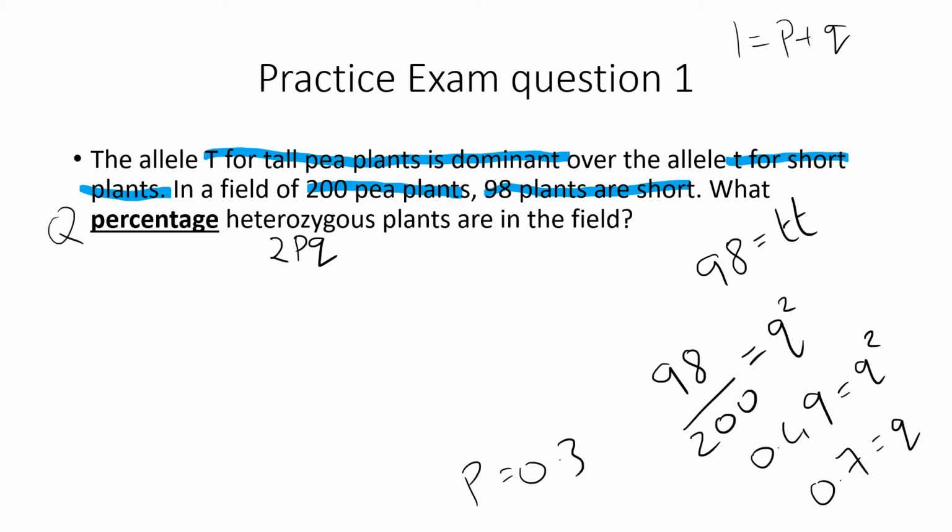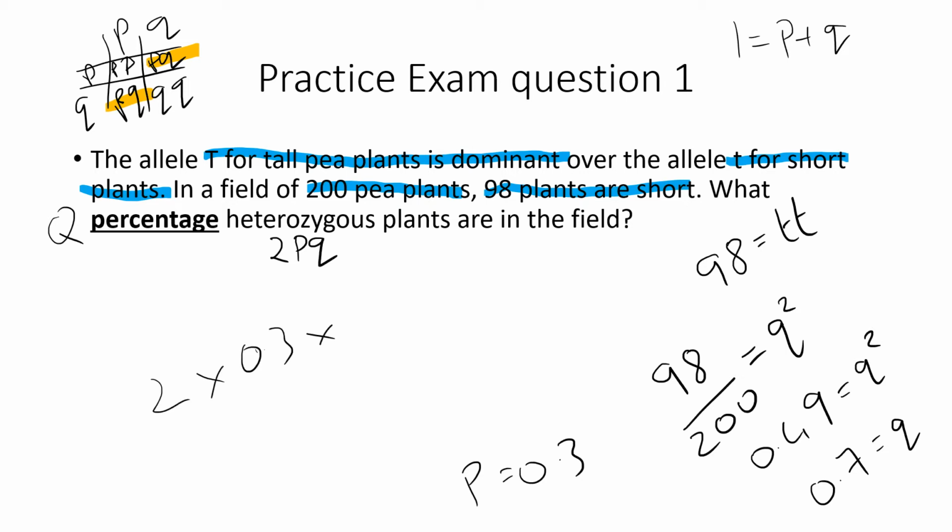And if I know p is equal to 0.3 and q is equal to 0.7, the heterozygous, again, if you go with your Punnett square, with your monohybrid, q, p, p, p, q, p, q, q, q, you can see that we have 2 here, heterozygous, hence we get 2pq, which means that we do 2 multiplied by 0.3 multiplied by 0.7.